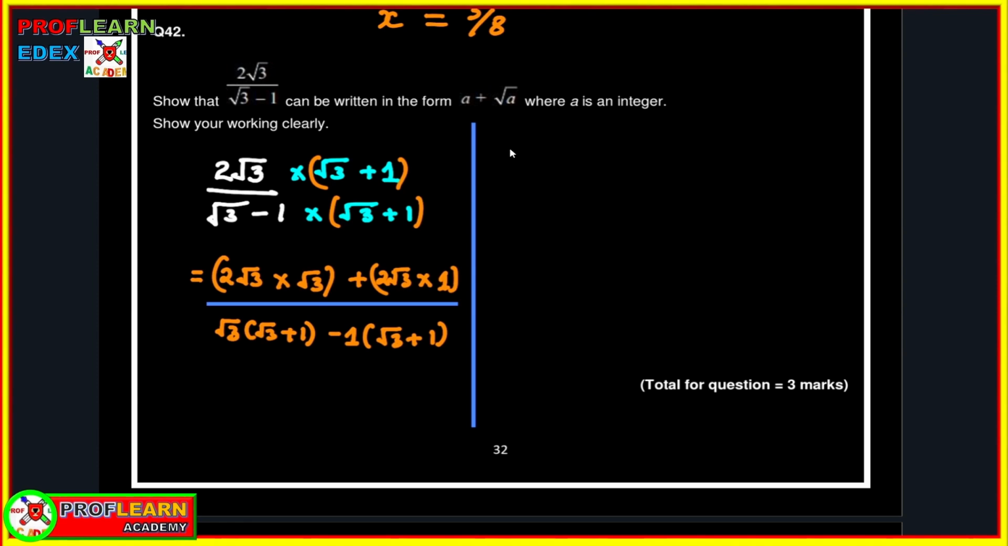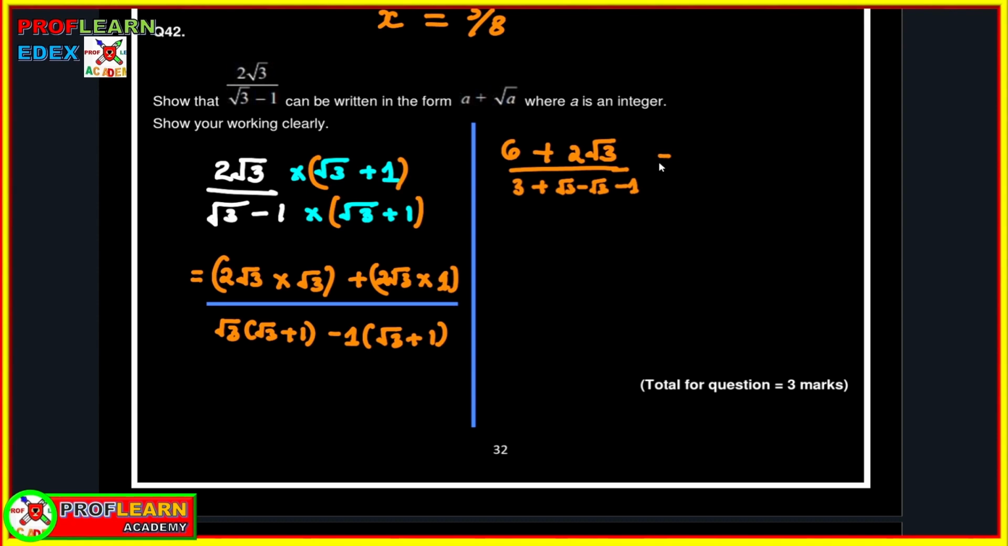The first one is going to give us, because root 3 times root 3 is root 9. Root 9 is 3. 3 times 2 is going to give us 6. And then the second term is going to be 2 root 3. But if we multiply root 3 times root 3, it will be root 9. Root 9 is 3. Then root 3 times 1 will be root 3. And minus 1 times root 3 is going to be minus root 3. Minus 1 times 1 is going to be negative 1.